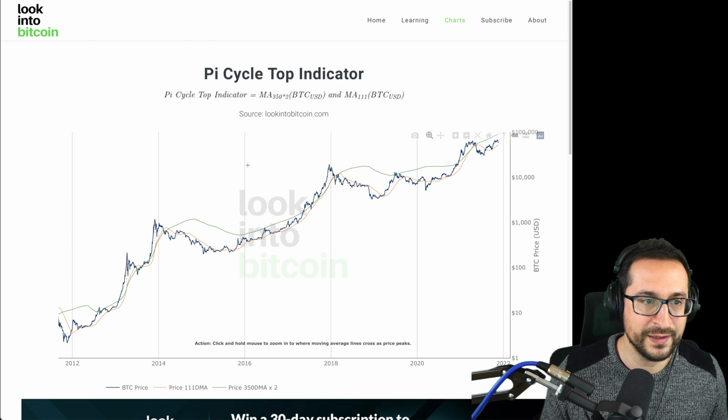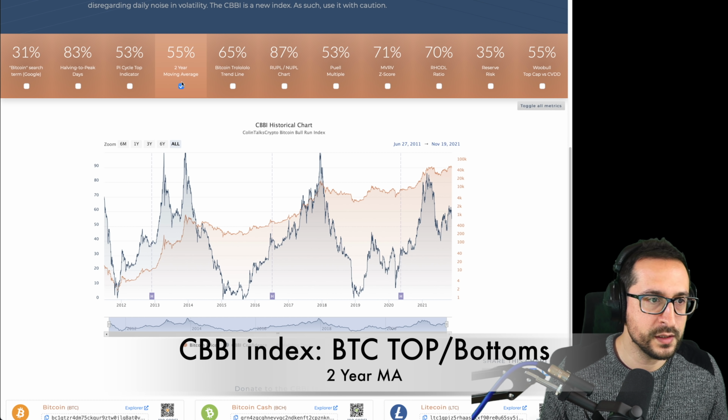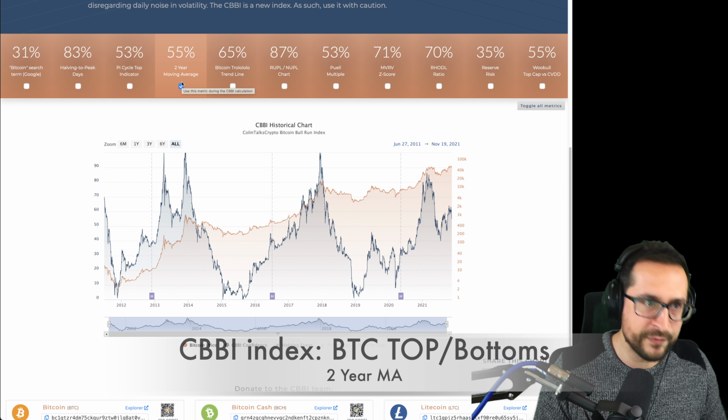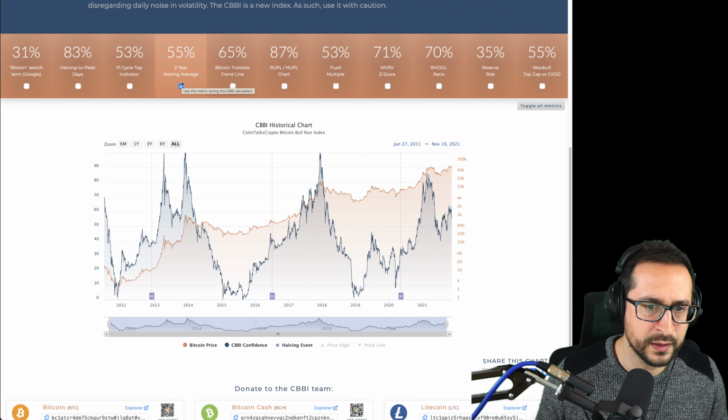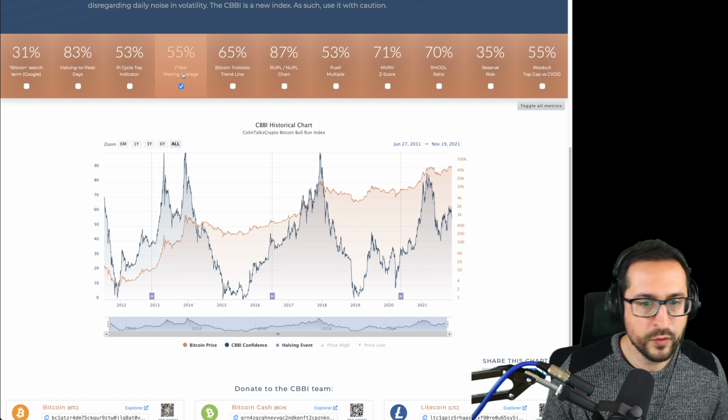So it's kind of invalidating at least the expected previous behavior that we had. The fourth one that we have here is also around the 55%. So it's halfway through, saying that we are in the cycle still and we have a lot of room left to go higher. And it's called the 2-year moving average.